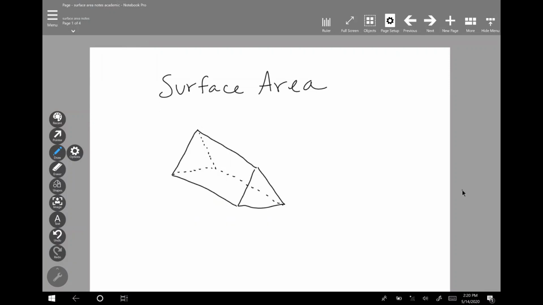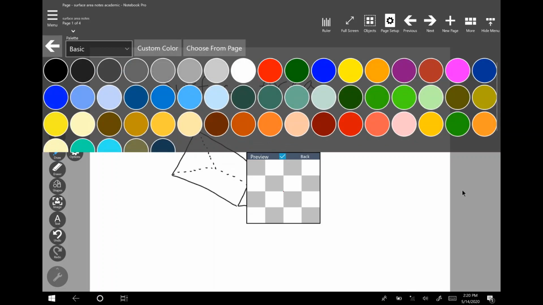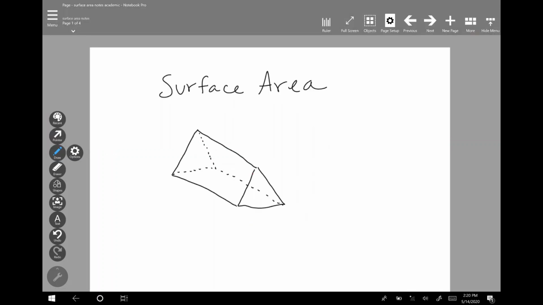Today we are going to look at surface area, okay? Surface area is basically the area of all the surfaces of a 3D figure. Right here I have a triangular prism drawn, okay? And it's called a triangular prism because we can see two of the sides of it, two of the faces, are triangles.